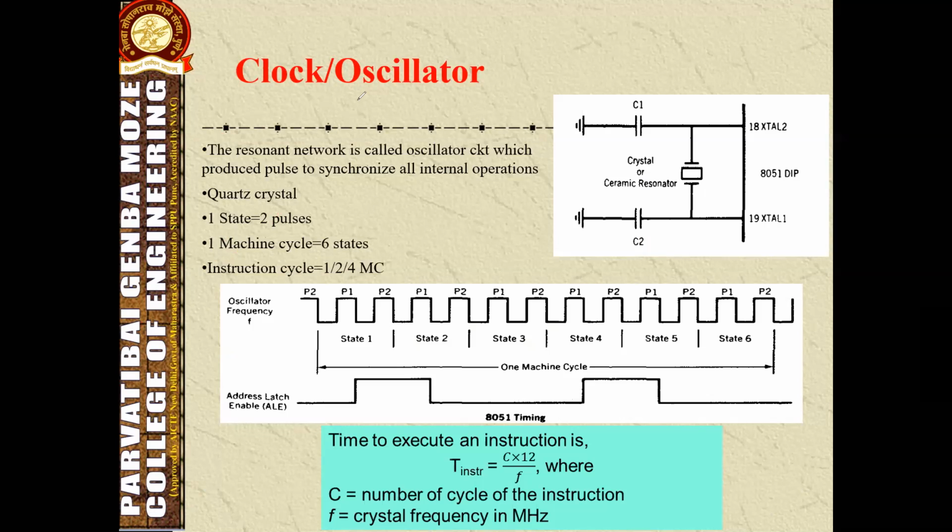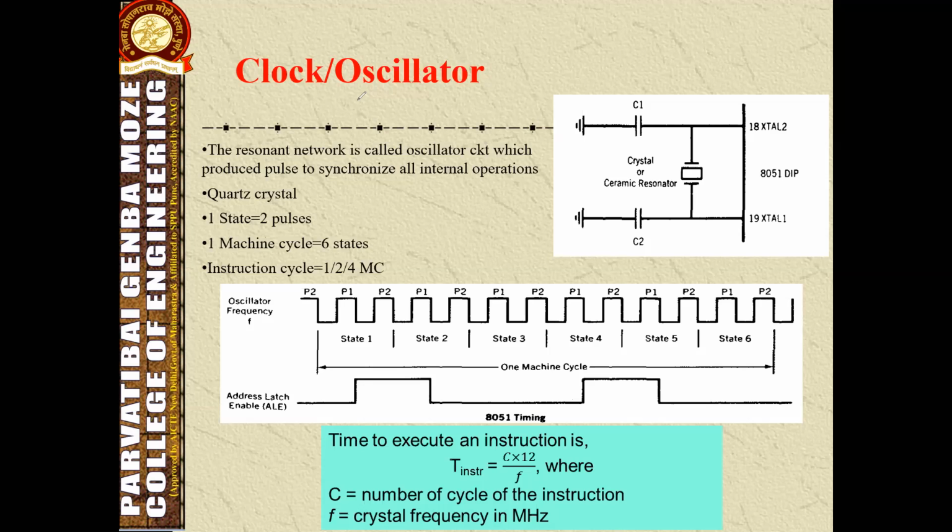So now let's see the clock and oscillator circuit. The 8051 has an on-chip oscillator, but it needs an external clock to run it. The oscillator is on the microcontroller chip itself, but to run that oscillator, we need an external clock.